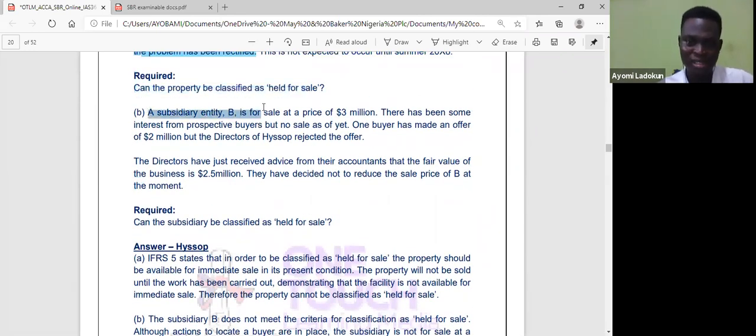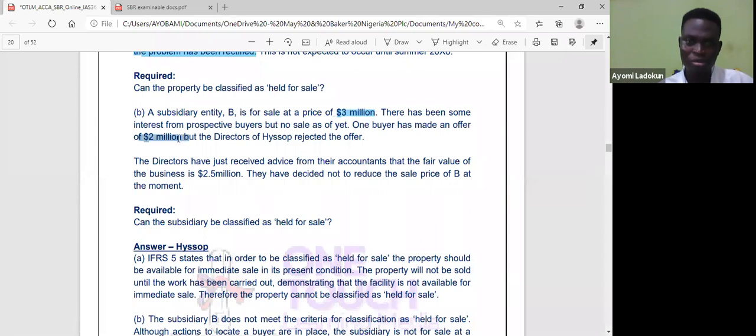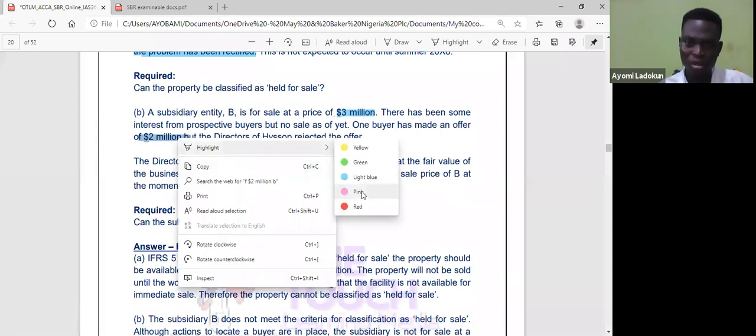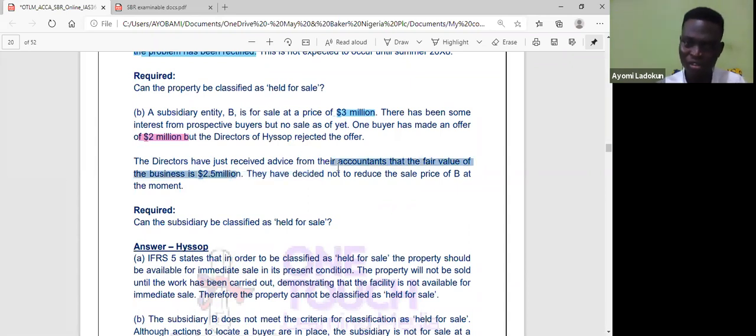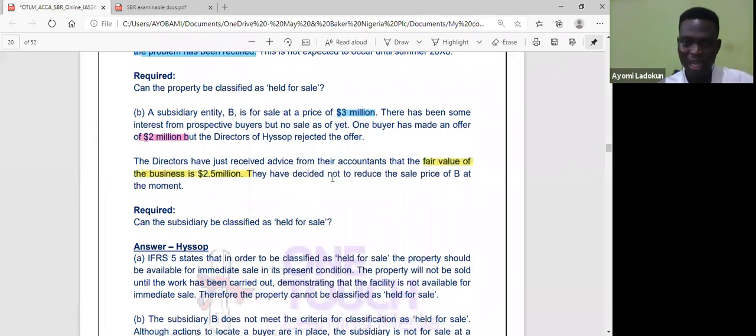Let's look at part B. The subsidiary entity B is for sale at a price of 3 million. There has been some interest from prospective buyers, but no sale has occurred as yet. One of the buyers has made an offer of 2 million, but the directors rejected the offer. Remember, we want to sell at 3 million, and somebody is offering 2 million, and we rejected it. The directors have just received advice from the accountant that the fair value is 2.5 million. Did you see that? They have decided not to reduce the price.